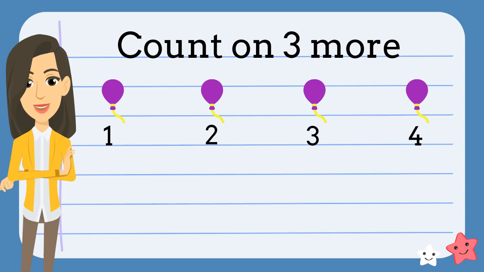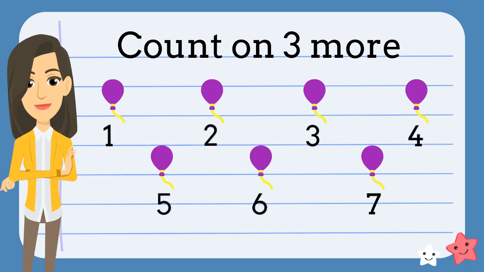You can count with 3 the same way. Here, I have 4 balloons. I add on 3 more. How many do I have now? Well, I started with 4 and then I counted on 3 more. 5, 6, 7. I have 7 balloons.